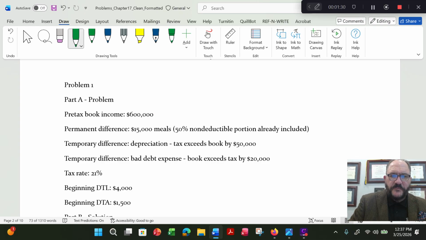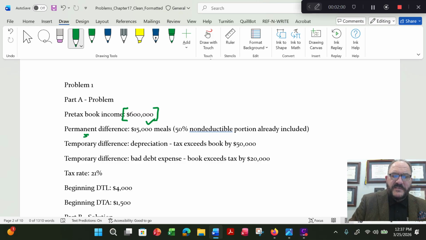In the first one, we have pre-tax book income of $600,000. Now we have a permanent difference. Permanent means it's never going to balance out, and the reason has to do with two completely different sets of rules, and it's not a matter of timing. So one permanent difference is $15,000 in meals. If you remember, the non-deductible portion, we're going to have to add that back in.